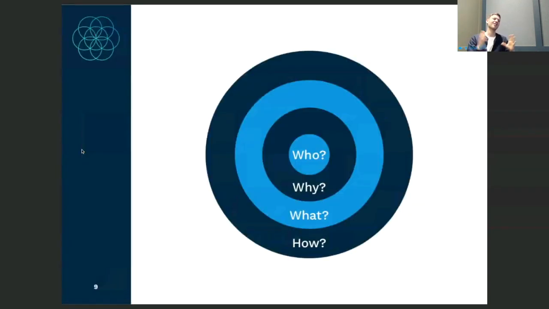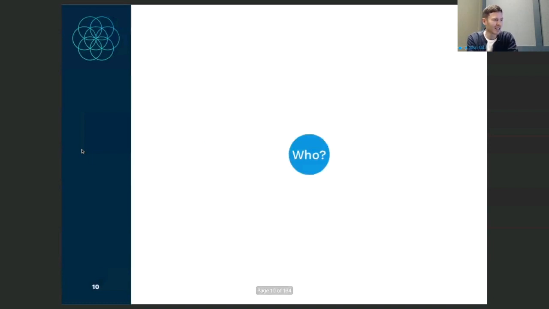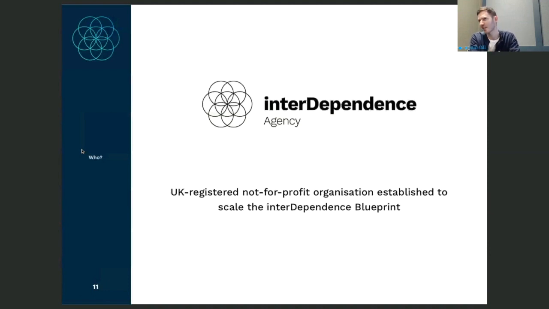So, next phase is really looking then at who, why, what and how. So to begin, who? So the Interdependence Agency, set up as a UK registered not-for-profit, and its single aim is to scale the interdependence blueprint. So that really means that it is the driving force that is coordinating all of the other different bits of the plan, and over time it will be taking on more responsibilities, but to begin with, its core function is to be running and administering the Global Climate Change Challenge and supporting volunteers as we scale things up.